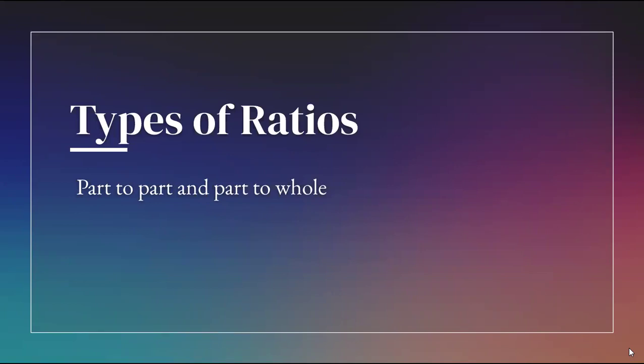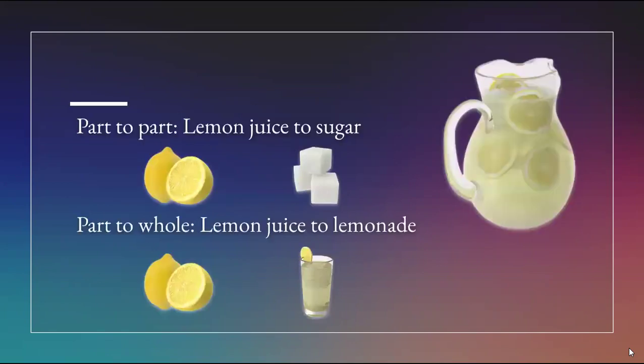So there are going to be two main types of ratios, part to part and part to whole. So we've got a lemonade example to help visualize that. So we're going to say that we have lemonade and the only two ingredients are lemon juice and sugar. So if we're comparing lemon juice to sugar, those are both parts of the whole. Whereas if we're comparing lemon juice to the lemonade, we're comparing a part to the whole.